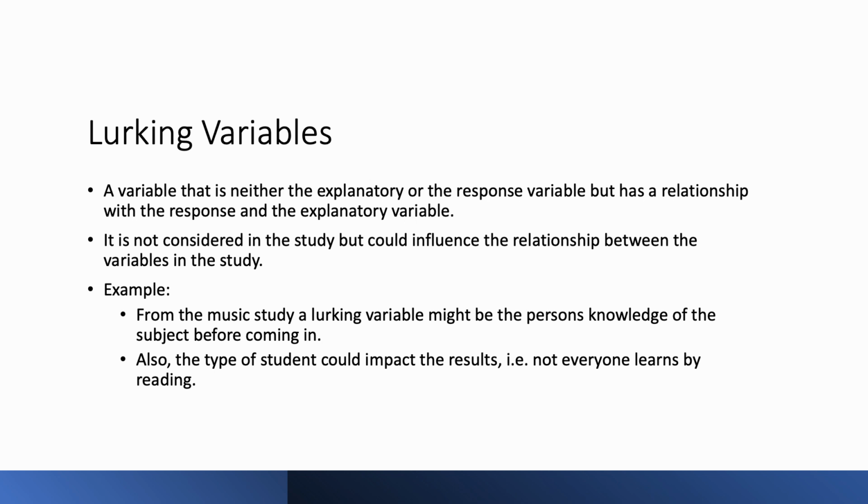So an example of a lurking variable from the case study we did earlier would be how much knowledge the person has of whatever subject we're having them test on before they even came in. That's a lurking variable. Also, the type of student could impact the results. We said we were going to give them material to read and then have them take a test on it. Not everybody learns by reading. Some people need to do something with the material before they're able to really learn it to be able to be tested on it. So those are two things that we're not at all thinking about.